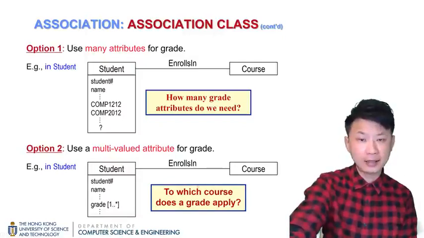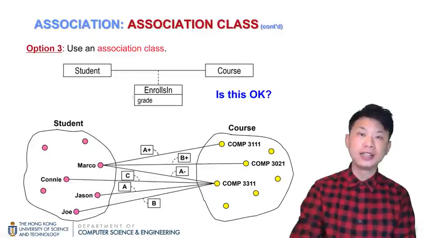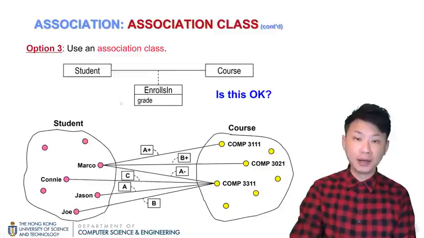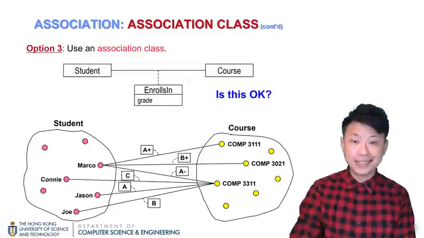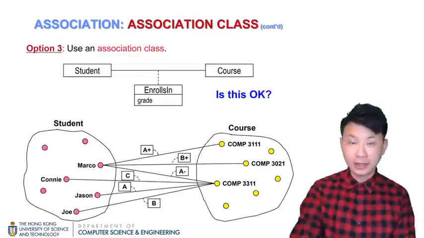Then let's talk about the next option, which is using an association class. This is another component that we can use for drawing UML class diagrams. Whenever the association has properties, we can model the properties of an association using attributes under the association. For example, when a student enrolls into a course, we try to keep track of the grade, and we keep track of the grade under the association.